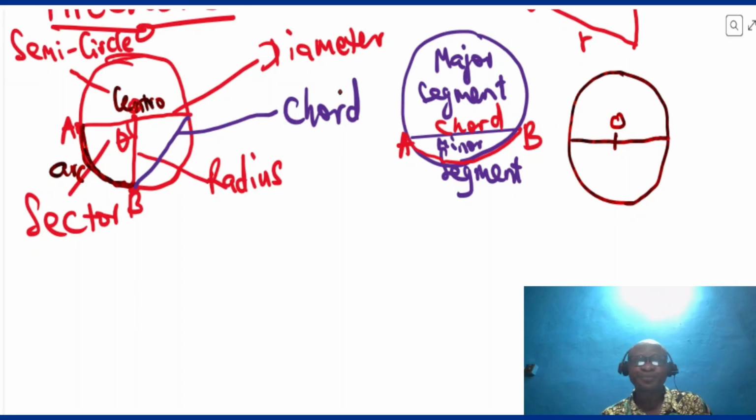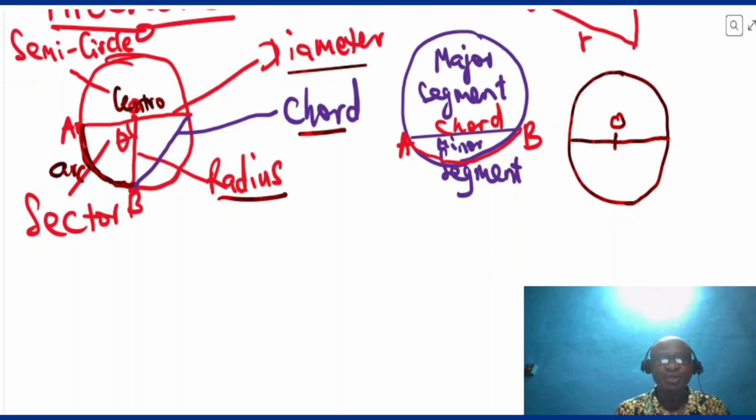So therefore, understanding these basic terms is very important. What are the terms? Chord, diameter, radius, sector, arc, center, segment, semicircle.